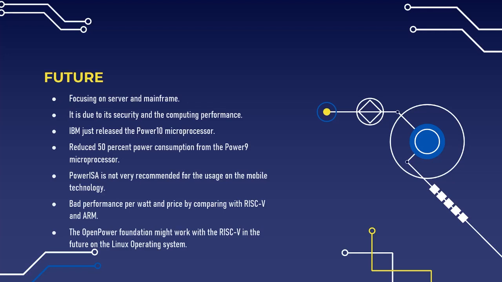Lastly, the OpenPOWER Foundation might work with the RISC-V architecture in the future based on the Linux operating system.